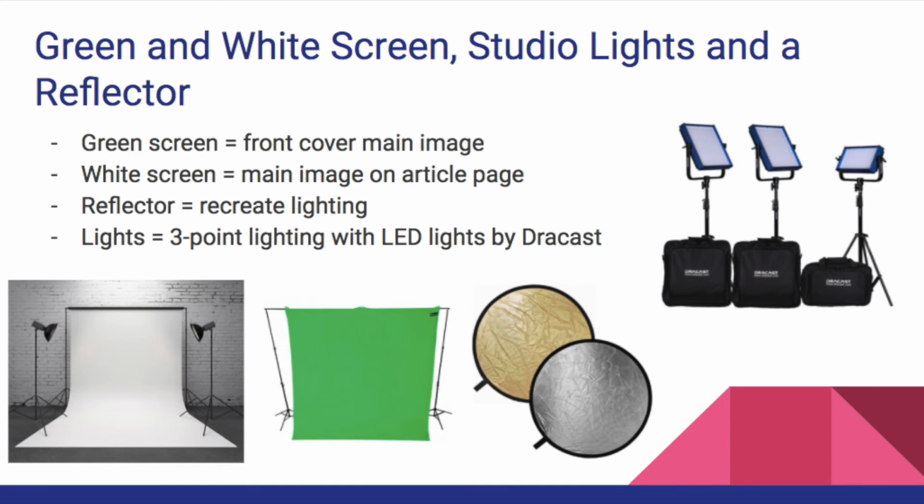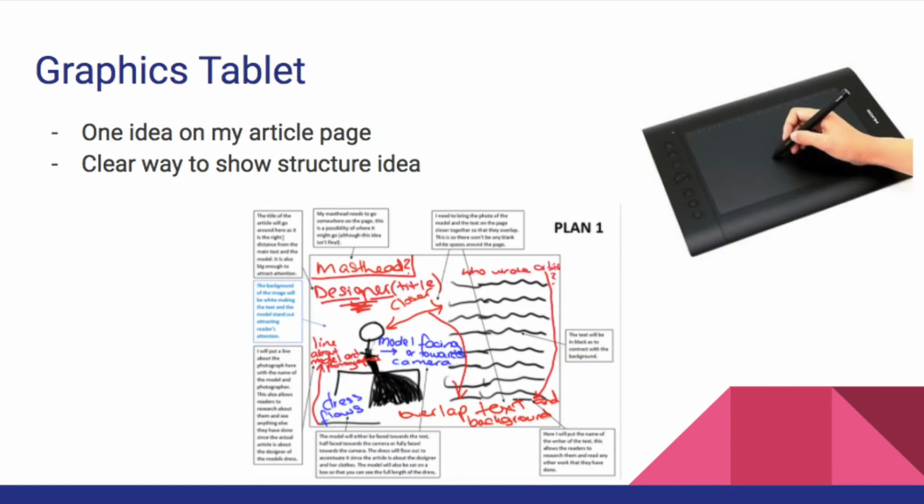I used the reflector in the shoot to try and recreate the lighting from the original photo shoot. Finally, I used 3-point lighting in the shoot using LED lights by Drawcast. I used the graphics tablet to design one of the ideas on my article page. I thought that this was a good way to show how I pictured my article page to look, as you could clearly see where the model was going to be positioned.